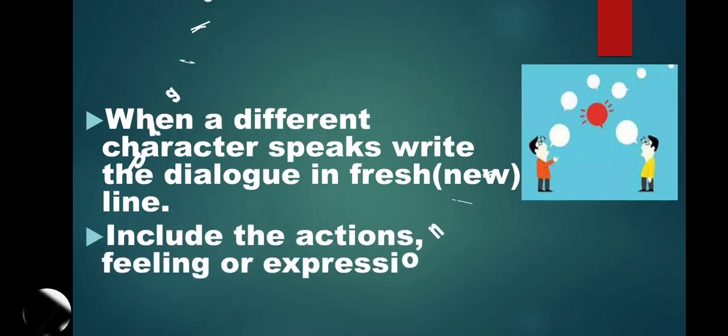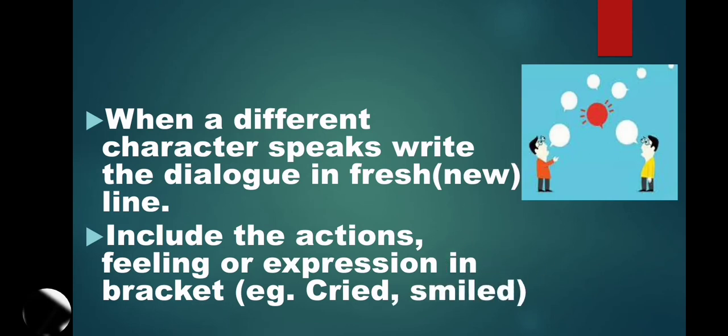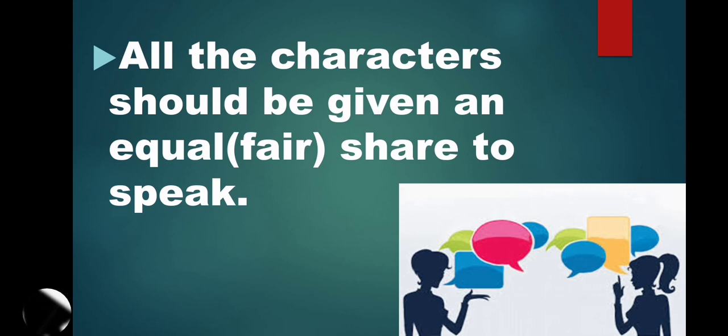Include the actions, feelings, or expressions in brackets. For example, jumped, clapped his hands, cried, laughed, and so on. The very important thing in dialogue writing is that all the characters should be given an equal share to speak. Share the dialogues equally among everybody, which means give importance to all characters.